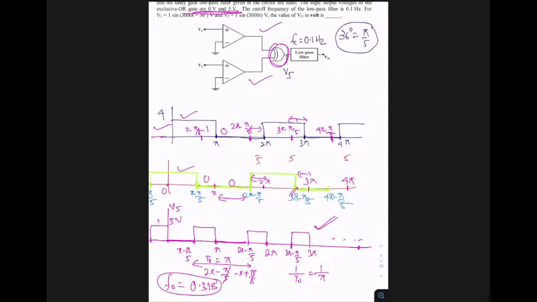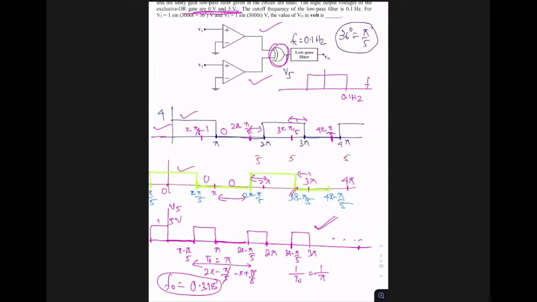Okay, so then what's going to happen? The low pass filter cutoff frequency is given as 0.1 hertz, and 0.318 is the frequency you're getting, okay? So on the frequency axis, the low pass filter cutoff is 0.1 hertz. So the fundamental component of this signal itself is coming in the stop band of this low pass filter, right?